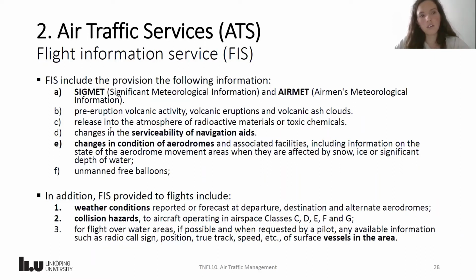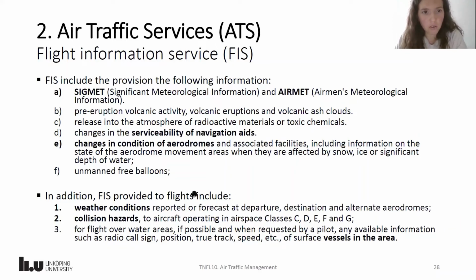Then we have information about, for example, changes in the availability of navigation aids. If a navigation aid has any problem, we will have the information on the flight information service. Then we have information about changes in the aerodromes. So, for example, if an aerodrome is not suitable to descend because of snow or ice, we will have that information given by the FIS. And also, we will have information about unmanned free balloons and all the things that will affect the flight.